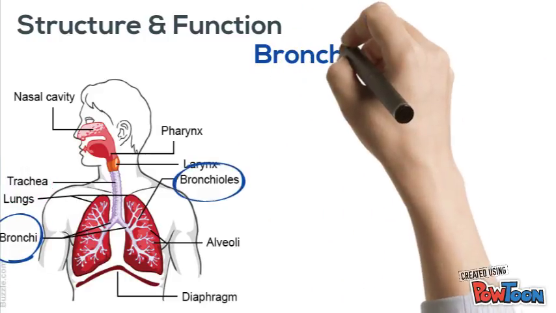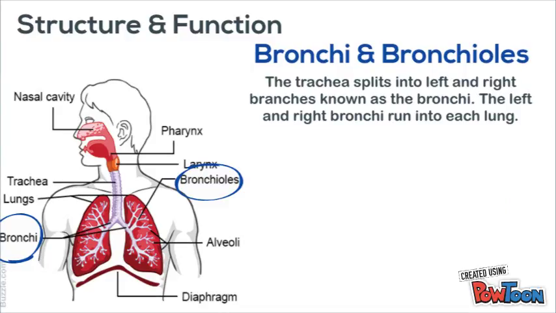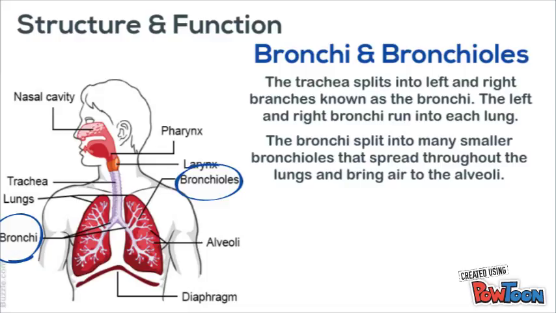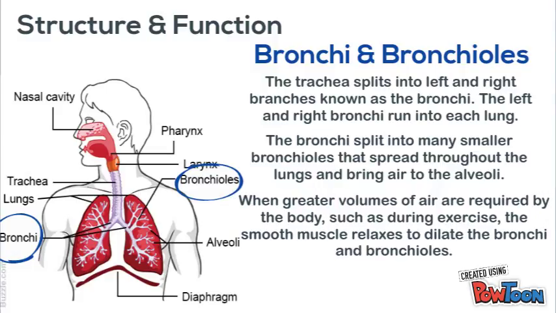Bronchi and bronchioles. The trachea splits into left and right branches known as the bronchi. The left and right bronchi run into each lung. The bronchi splits into many smaller bronchioles that spread throughout the lungs and bring air to the alveoli. When greater volumes of air are required by the body, such as during exercise, the smooth muscle relaxes to dilate the bronchi and bronchioles.